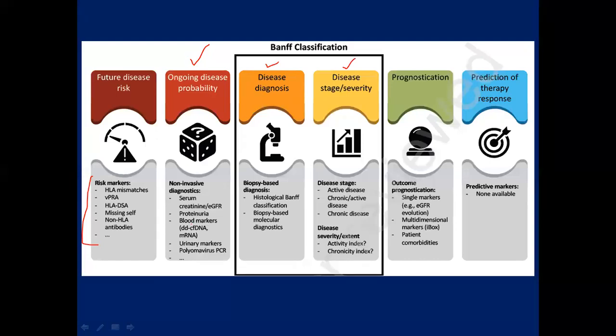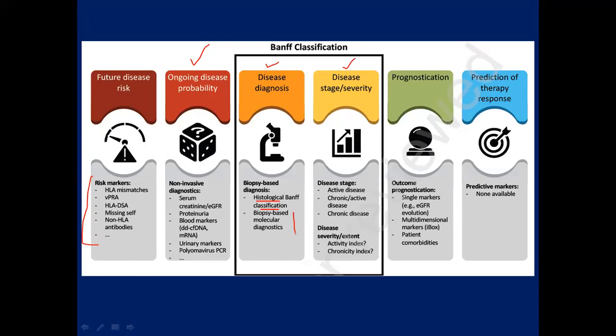Now, the BANF classification is done on an invasive procedure, and this invasive procedure is kidney biopsy. On kidney biopsy, we do a histological BANF classification. In addition, most likely in the near future, we will be including the molecular diagnostic part in the classification system. At present, some molecular transcripts suggest T cell mediated rejection, and others suggest an antibody mediated process. But still, a lot of studies have to be done on these molecular diagnostic parameters.